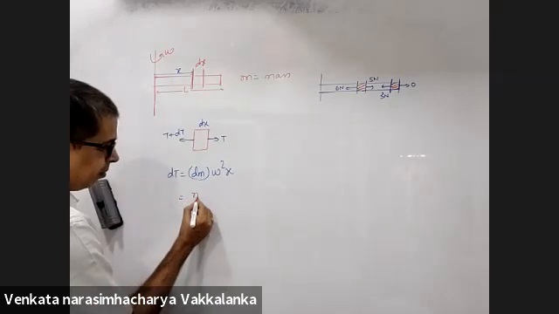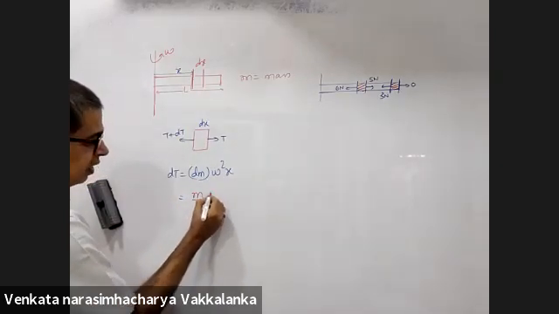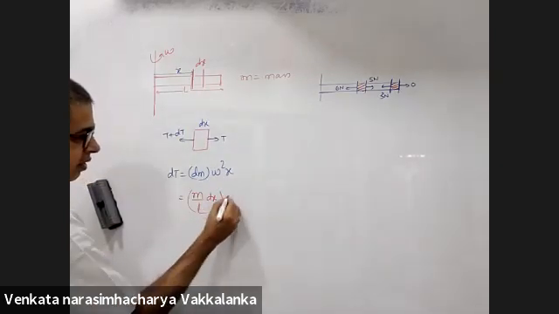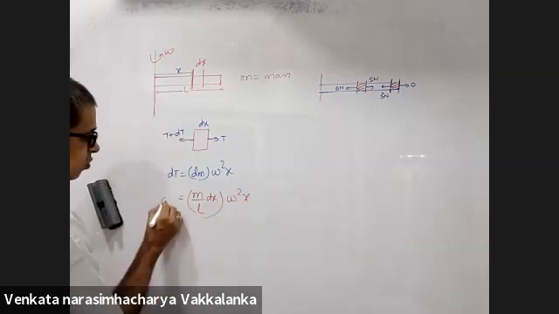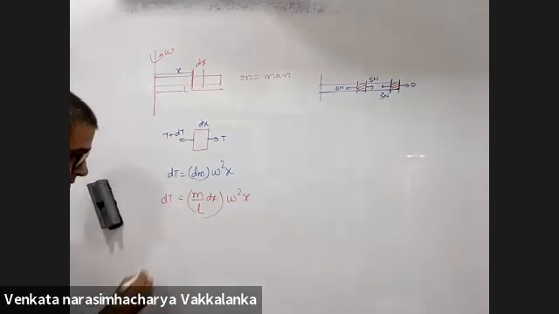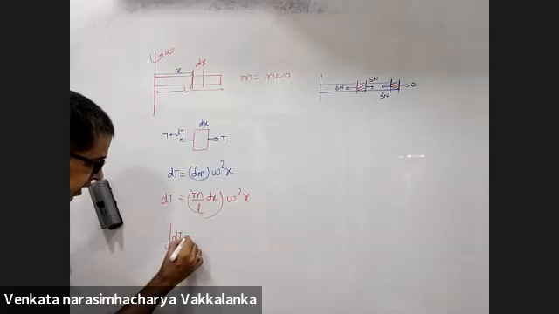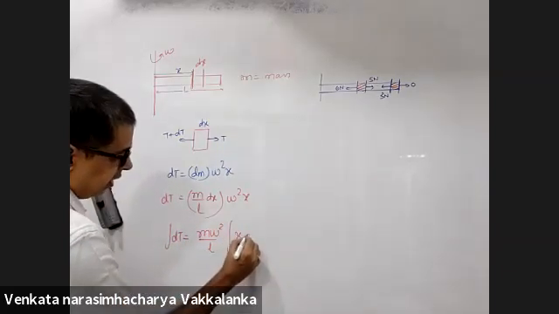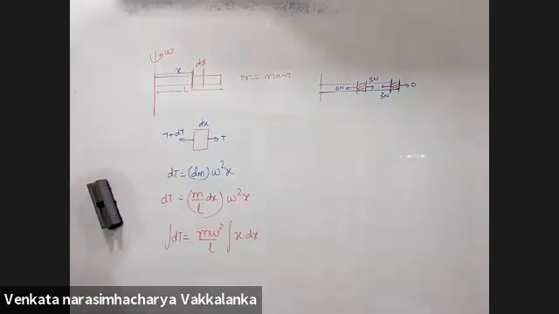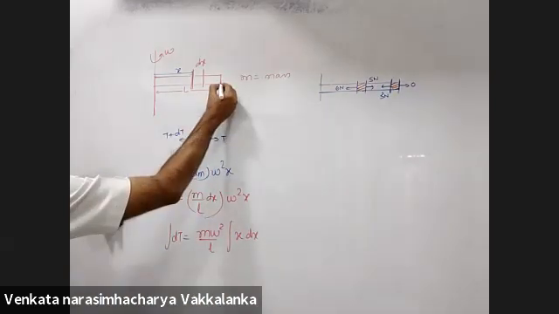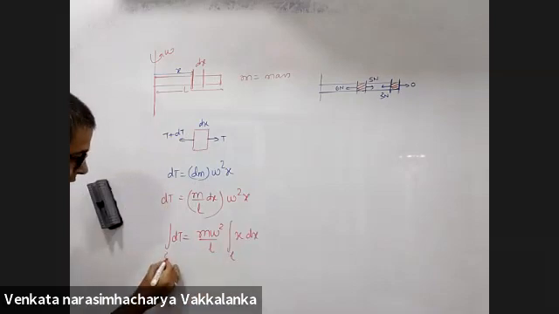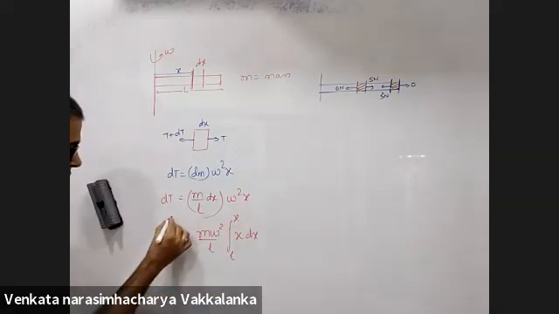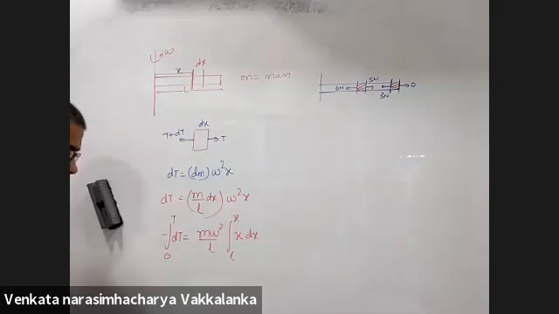Now what is dm? Unitary method: mass per unit length into length of the element. Omega square x will be dT. Integral dT is m omega square by L, integral x dx. At x equal to L, tension is 0. At x equal to x, I want the tension as a function of x.